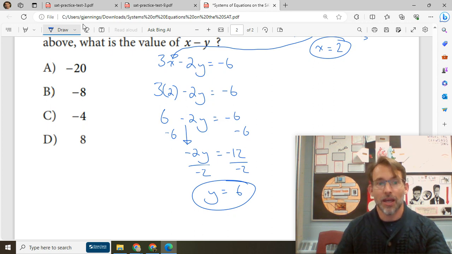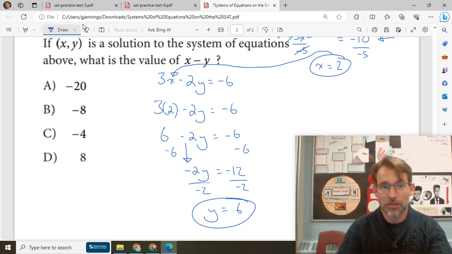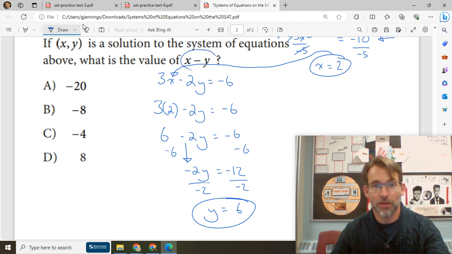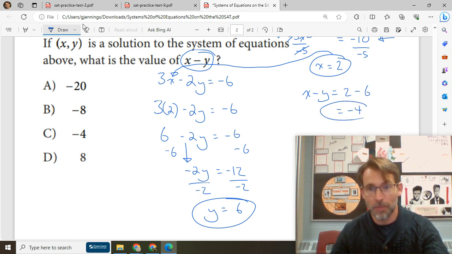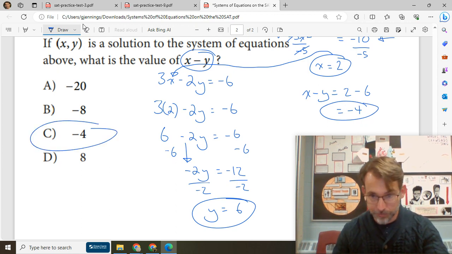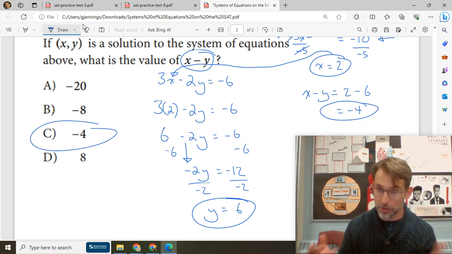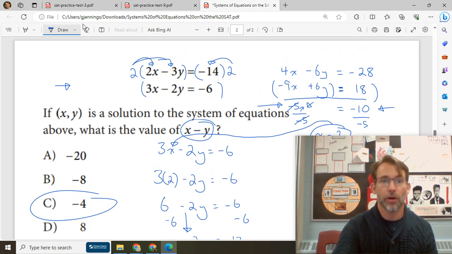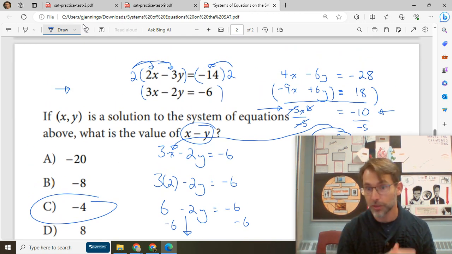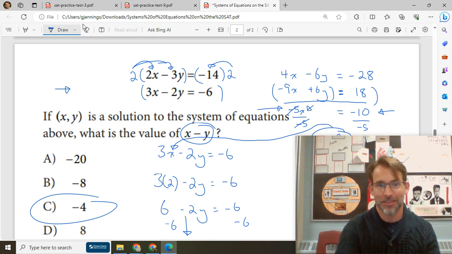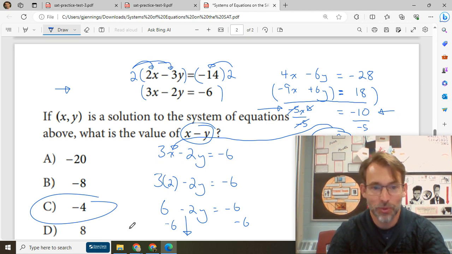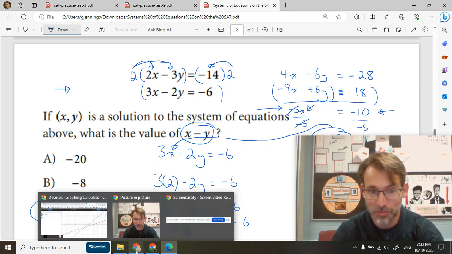Great. And then I've been asked not for x, not for y, but what is the value of x minus y? So let's take that expression. x minus y equals 2 minus 6. 2 minus 6 happens to be negative 4. And there's our answer. This is how you would solve a typical systems of equations question where you're being asked to find the one and only one solution. Now, the hint that I gave you yesterday was parallel lines. So let's go ahead and we'll take a look at this system of equations in Desmos for just a moment.